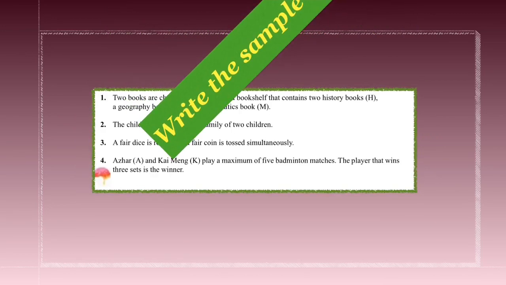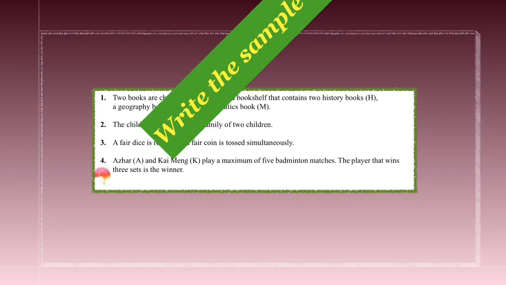Okay, let's discuss another example. Write the sample spaces for the combined events below. Number 1, 2 books are chosen at random from a bookshelf that contains 2 history books, a geography book, and a mathematics book. Number 2, the children's gender for the family of 2 children.